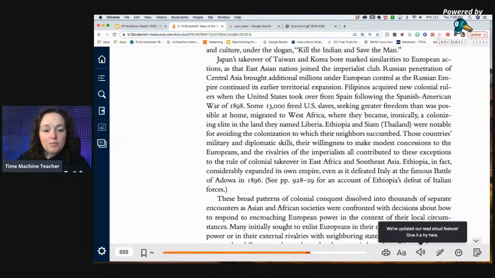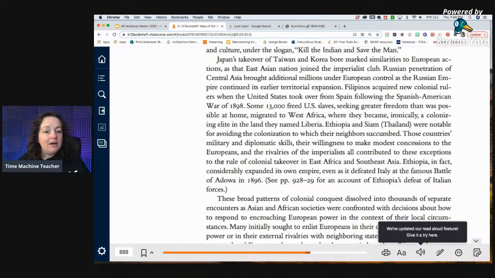Ethiopia and Siam were notable for avoiding the colonization to which their neighbors succumbed. Those countries' military and diplomatic skills, their willingness to make modest concessions to the Europeans, and the rivalries of the imperialists all contributed to those exceptions to the rule and the takeover of those places.